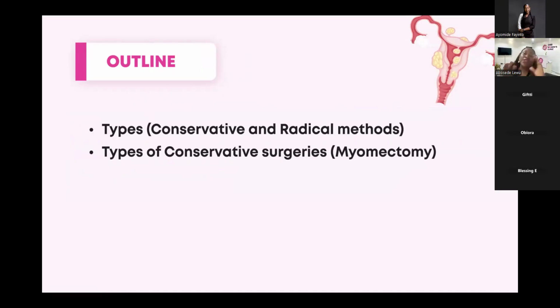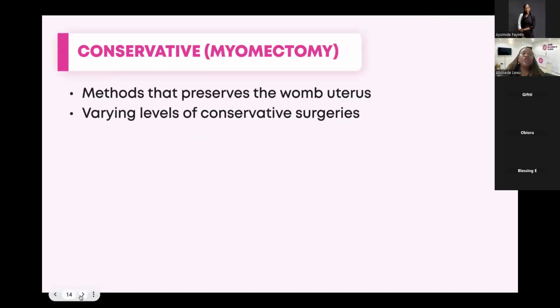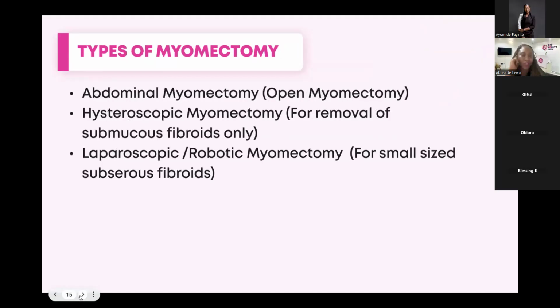So that is why there's a lot of attention on conservative surgery, which is myomectomy. Myomectomy means removal of fibroids. Now, how do we remove fibroids? Like I said, myomectomy methods preserve your womb. You can keep your womb once you've done the surgery. You're not removing your womb, just the fibroids in it.